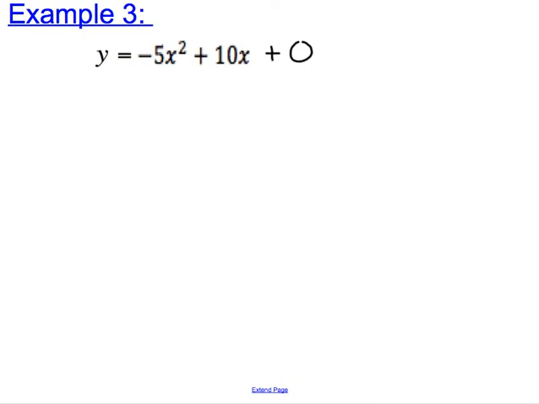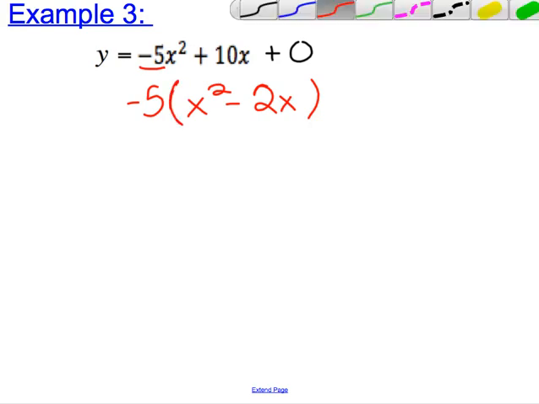Otherwise, most things will stay the same, but what's going to be key here is that to start, I'm actually going to factor out a -5 from each of the terms. I have to get it to be a constant of a 1x squared, not a -1 or a -2 or something. It has to be exactly 1. And so that would make a -2x in order to get the positive 10x on the inside. And then +0, of course.